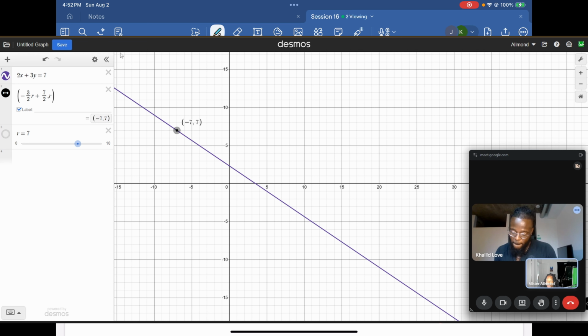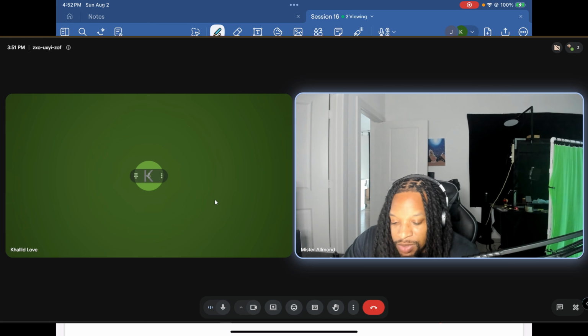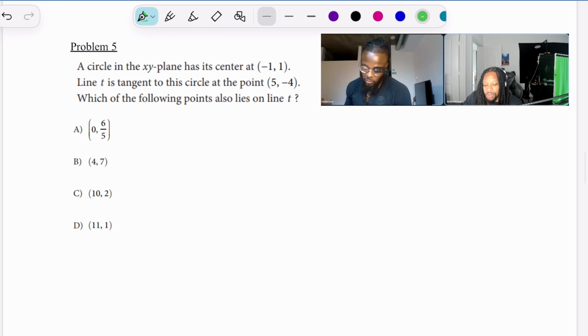Okay, so for this one, let's see. A circle in the XY plane has its center at (-1, 1). Line T is tangent to this circle at the point (5, -4). Which of the following points is also on that tangent line T? Okay, so tangent line, whenever you're talking about a line, I'm always thinking the equation of a line, in which most or all cases we need to know the slope, right?